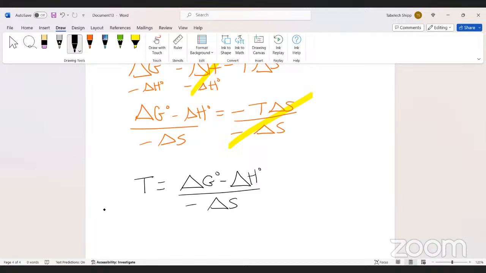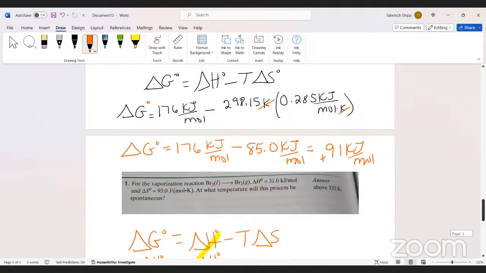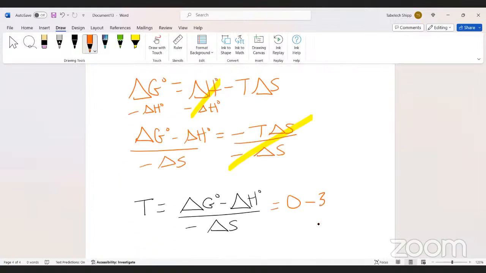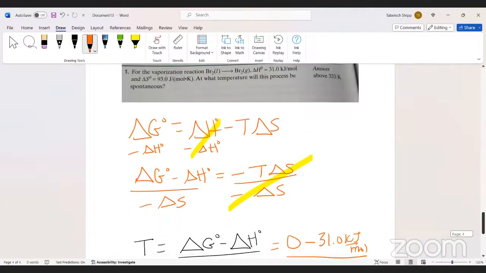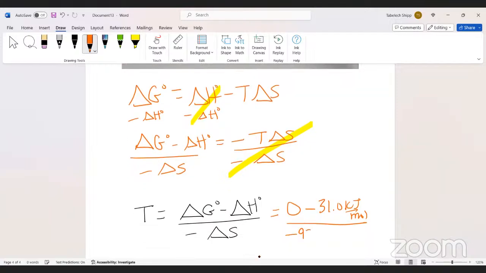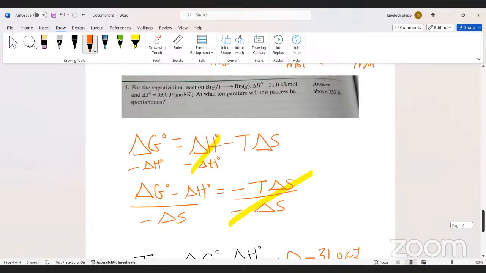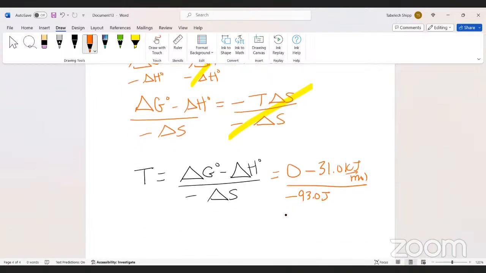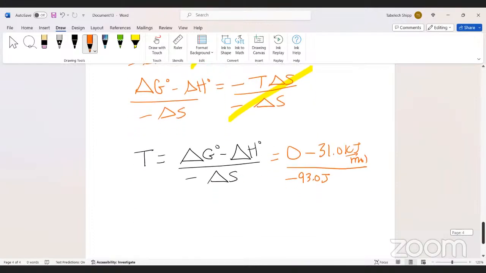So basically that G is going to go away. You could put 0 there if you wanted to, but nothing is really going to be in its place. So I'm just going to put 0 there just so y'all can see that, minus the delta H in this problem, which was 31.0 kilojoules per mole, divided by negative delta S, which was 93.0 joules per mole Kelvin. Right here, so you can see that over moles Kelvin.